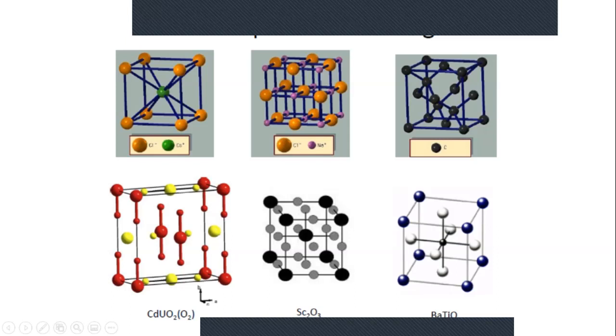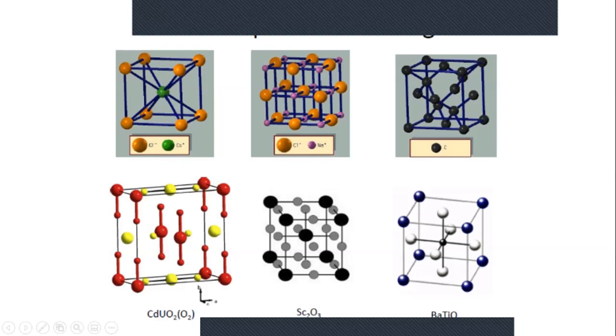Next we have carbon. This would be carbon diamond, and it's hard to see, but I believe it's a face-centered type of unit cell, because you can see we have atoms on the corners and also atoms on every face. In addition, there may be one in the center too, I'm not sure.